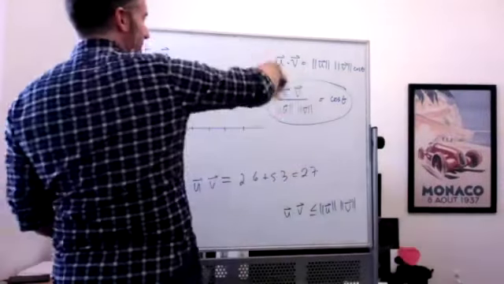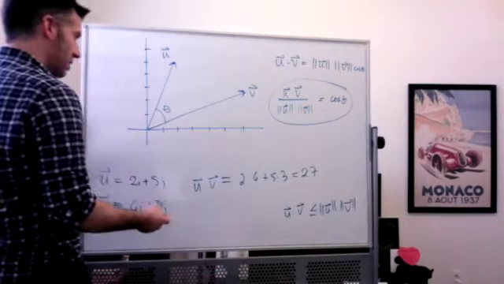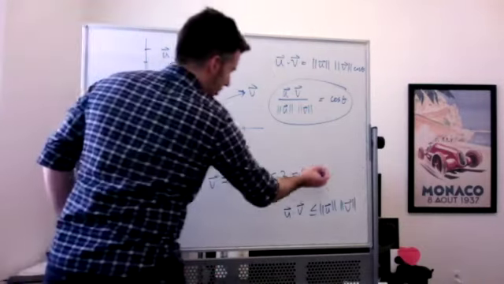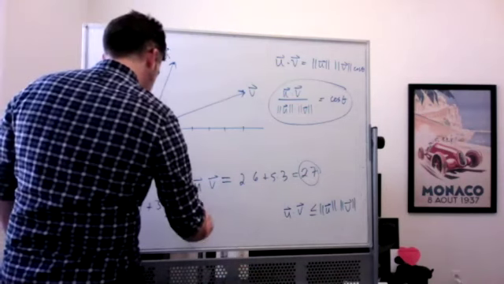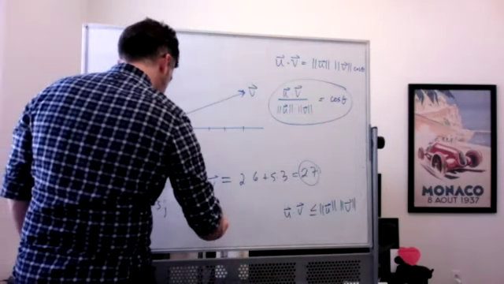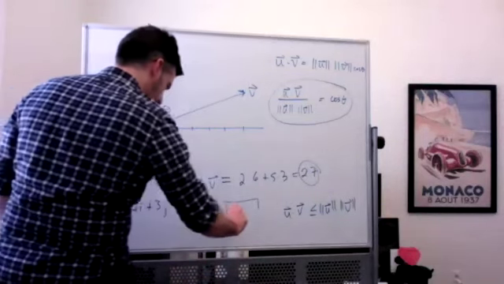Anyway, let's find the angle between these two vectors. So cosine theta is equal to u dot v, which is right there. And then let's find the magnitude of u and the magnitude of v. The magnitude of u is going to be the square root of 2 squared plus 5 squared, which is 29.